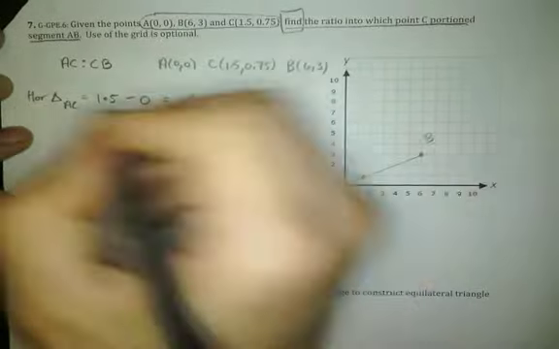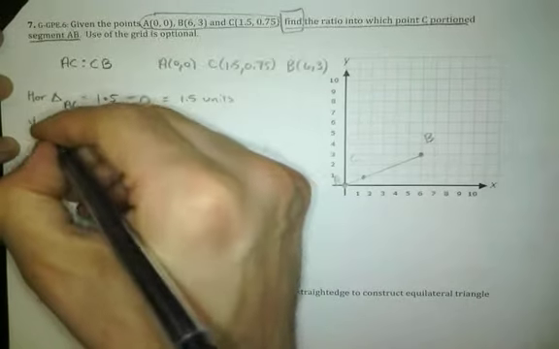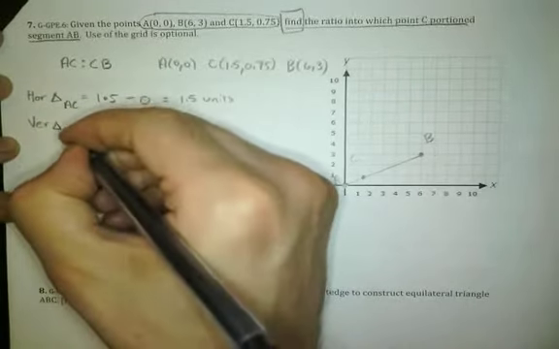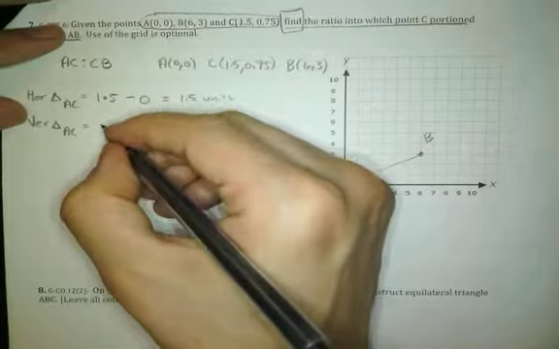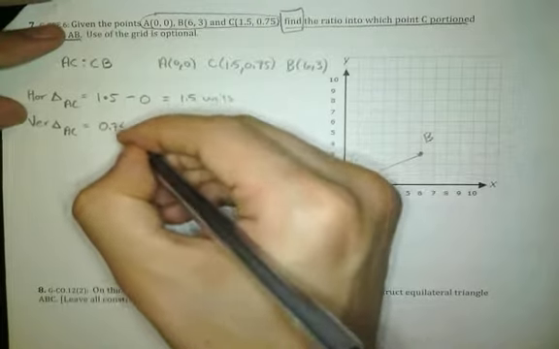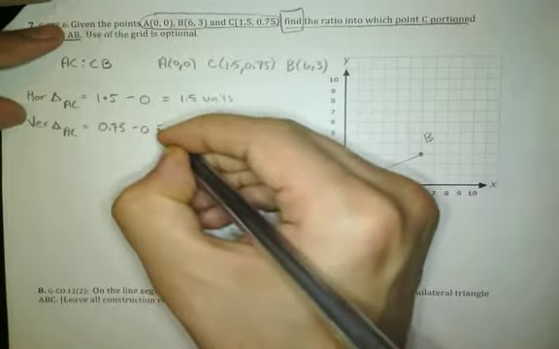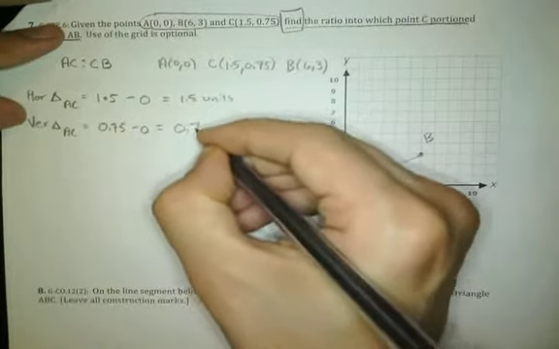I also need to find the vertical change from A to C, which is going to be the difference of its y values. So 0.75 minus 0 is equal to 0.75 units.